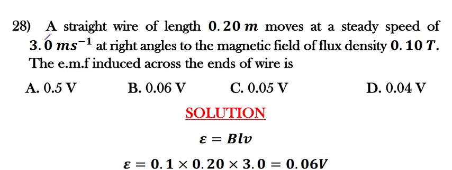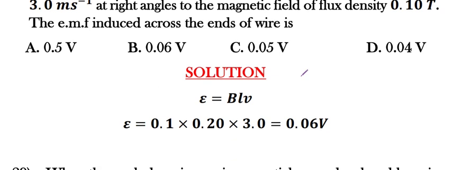Okay, so let's move to question 28. A straight wire of length 0.20 meter moves at a steady speed of 3.0 meters per second at right angles to the magnetic field of flux density 0.1 Tesla. The e.m.f induced across the ends of the wire is, we are given options A, B, C, and D.